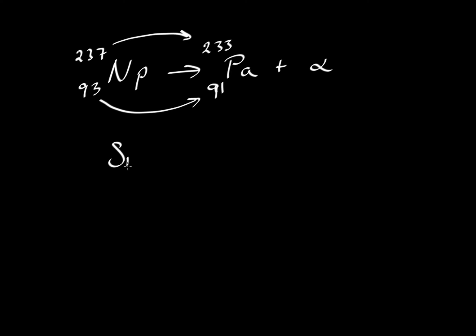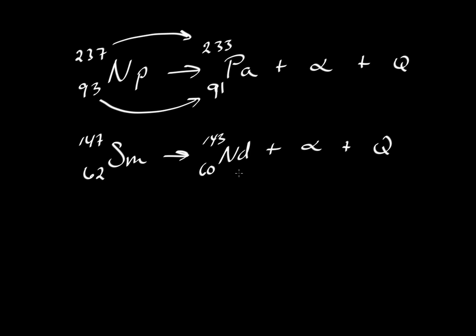Here's another example. We have samarium-147 with an atomic number of 62. It can decay into neodymium-143, which has an atomic number of 60, and that would be plus alpha. For both of these, there would also be some energy released, which we can write as plus Q. We're not too concerned about that. Again, the atomic number decreases by 2. The atomic mass decreases by 4.